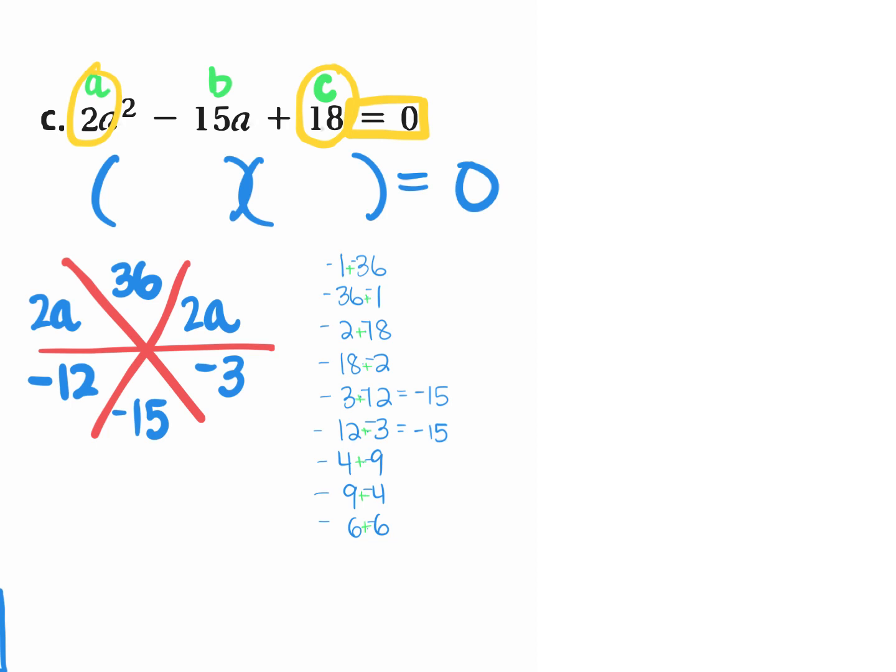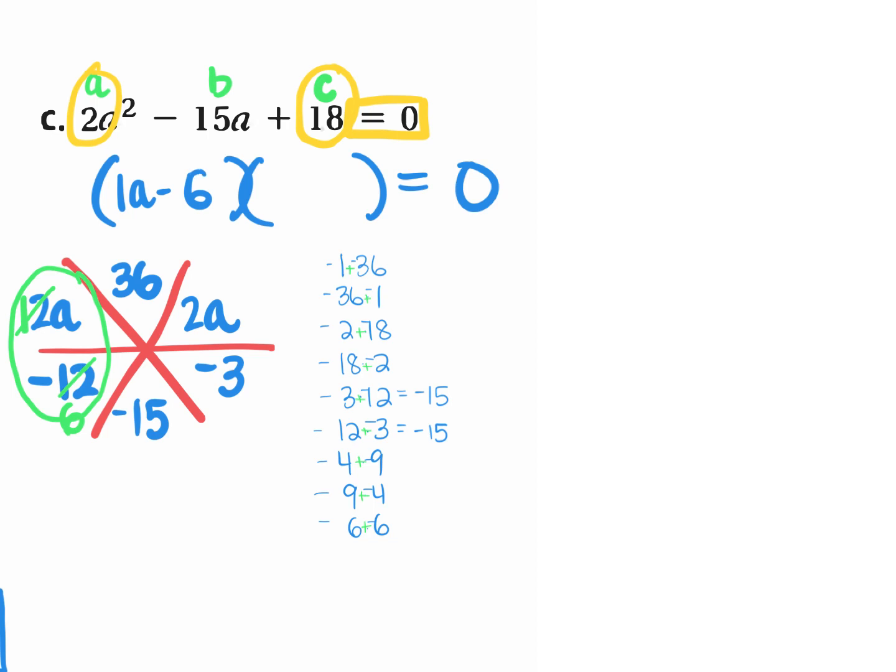Now, when I'm ready to take a look at the 2a and the negative 12, I notice both of them are even numbers. If both of them are even, they can be reduced. You always got to check that. So 2 and negative 12 can get reduced. That gets reduced to a 1, and it gets reduced to a negative 6. So my factor is now not 2a minus 12, but 1a minus 6.